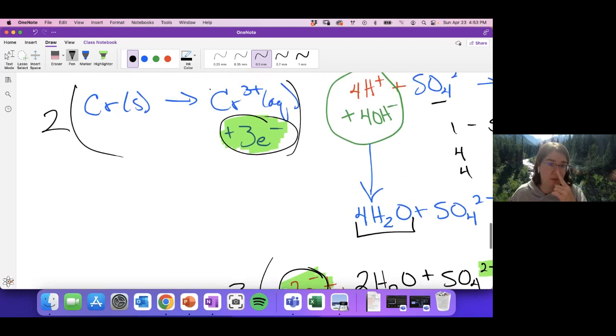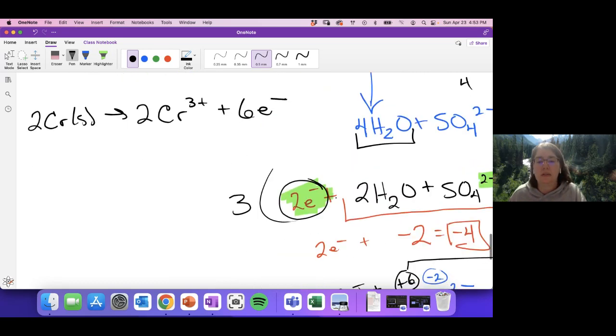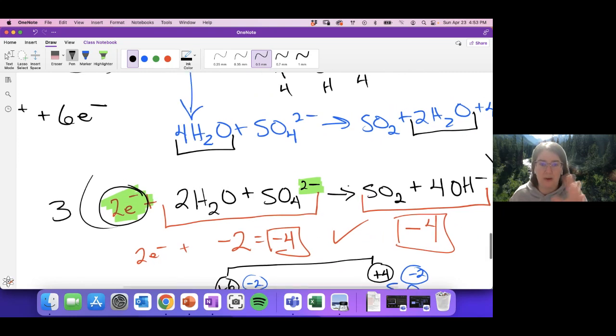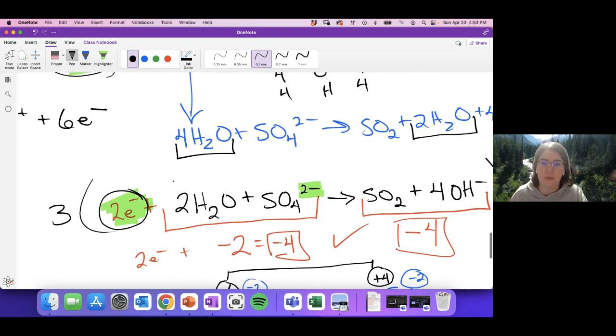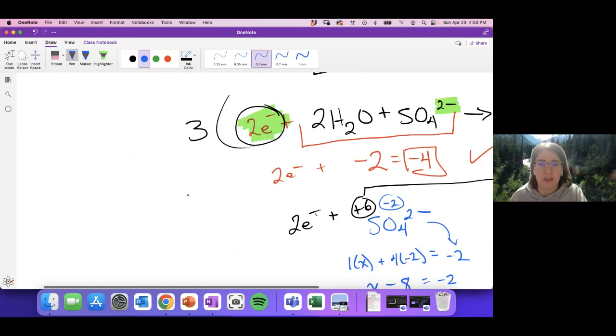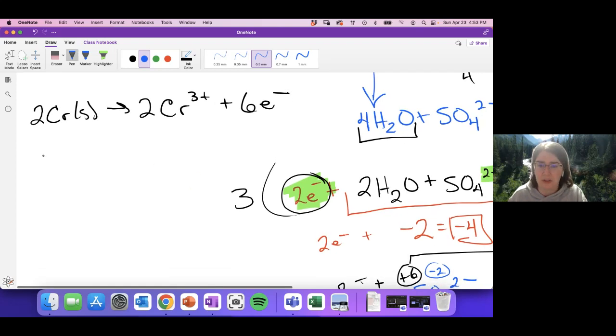So this chromium reaction then becomes 2 chromium solids goes to 2 chromium aqueous plus 6 electrons. This reaction down here, I'm going to be using a feature of OneNote where I copy and paste the whole reaction. So my apologies that this is going to be in an awkward place and I'm going to move it. I'm still going to move it.